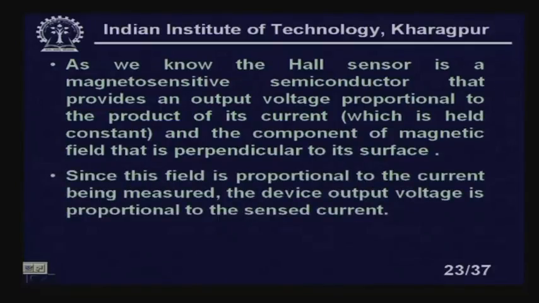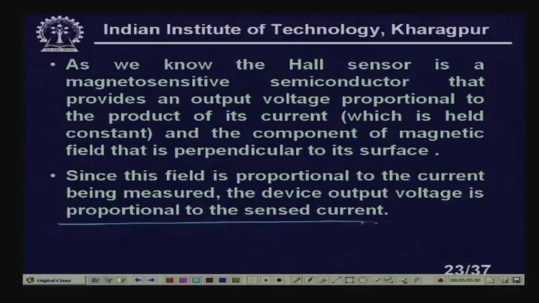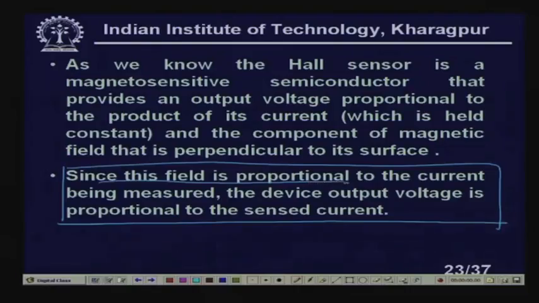Since this field is proportional to the current being measured, as I told you several times, the device output voltage is proportional to the sensed current. This second point is the most important. The field depends on the current, and the device output voltage is proportional to the sensed current. So using these principles, we make these Hall effect current sensors, as simple as that.